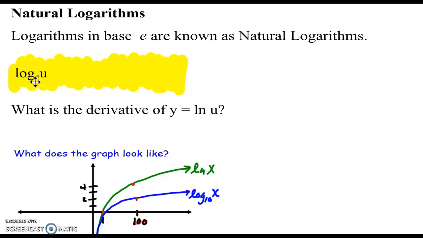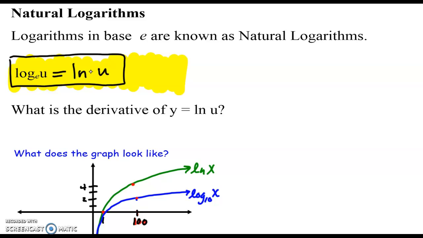The log base e of u, or whatever we're taking the natural log of, we write with the form ln, meaning natural log, of u. Okay? So it can be written either way. You go on your calculator, you're going to see this button. What is the derivative then of y equals the natural log of u?